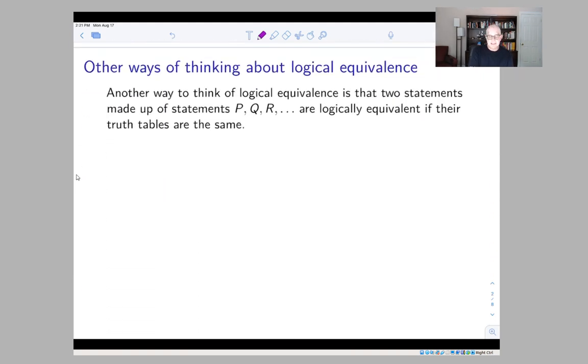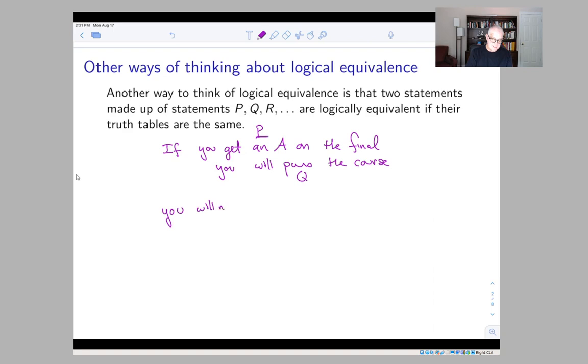It's interesting to think about this because it means in some ways that we don't need if-then. Whenever we say if-then, if I say, if you get an A on the final, you will pass the course, is the same thing as saying either, remember this is P, you will get an A on the final, or Q, you will pass the course, is, you will not get an A on the final, or you will pass the course.